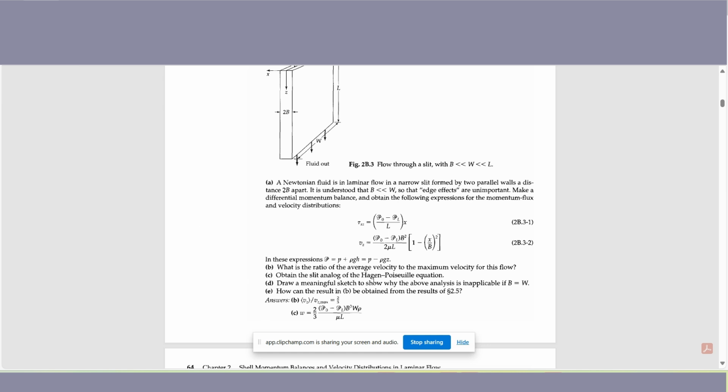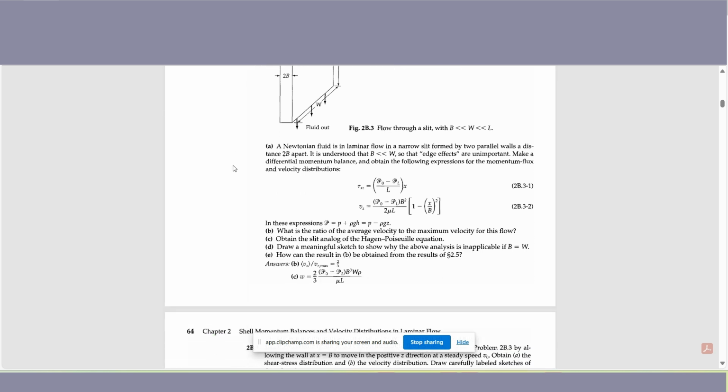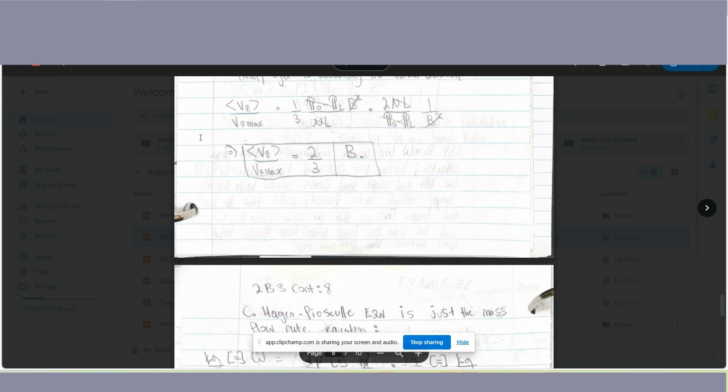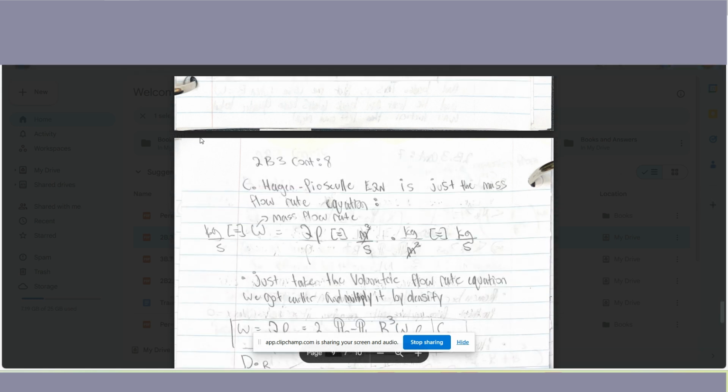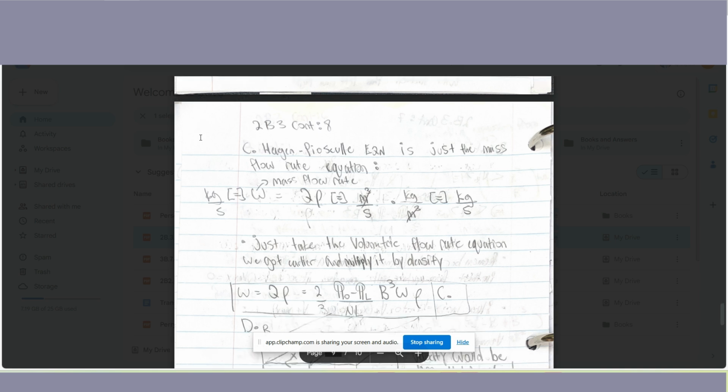Now part C, obtain the slit analog for the Hagen-Poiseuille equation. The Hagen-Poiseuille equation is just a mass flow equation for the flow in a pipe. So we're looking for the mass flow equation through this slit. That's why this is W. This W is a mass flow. And mass flow is just the volumetric flow rate times the density.